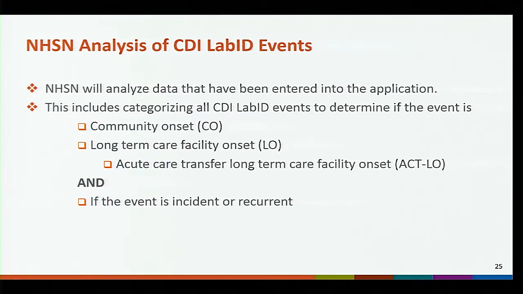The data that you put into the NHSN application will be analyzed, and the CDI LabID events will be categorized to determine if the LabID event is what we call community onset, or CO, versus long-term care facility onset, or LO. Any LabID event categorized as long-term care facility onset will then be further classified as acute care transfer long-term care facility onset. That's a mouthful. Or ACTLO. The application will also determine if that CDI LabID event is an incident or a recurrent case.